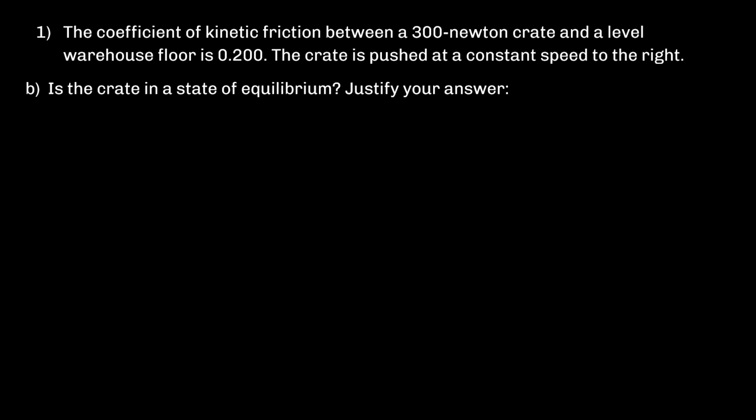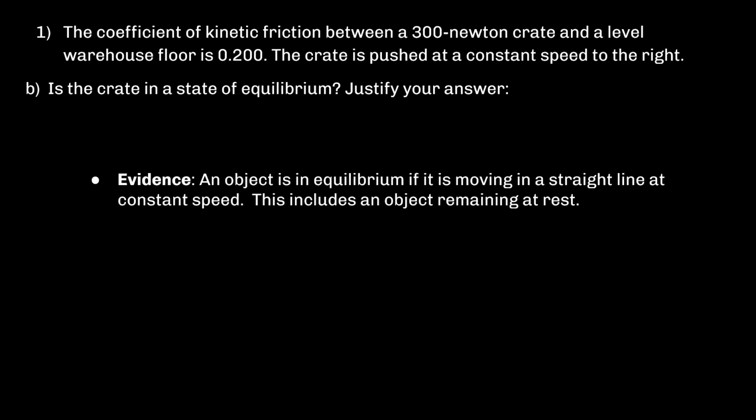So the first thing we're going to start off with here again is my fact of physics, what equilibrium exactly is. So we know equilibrium is when an object is moving in a straight line at a constant speed. This includes an object at rest. So that's going to be my evidence or my fact of physics. So what's actually happening here then is my reasoning based on this fact. I've been told that the crate is being pushed at a constant speed and it's along a level warehouse floor, so that means it's not like zigzagging or anything. So we know that this is being pushed in a straight line at a constant speed.